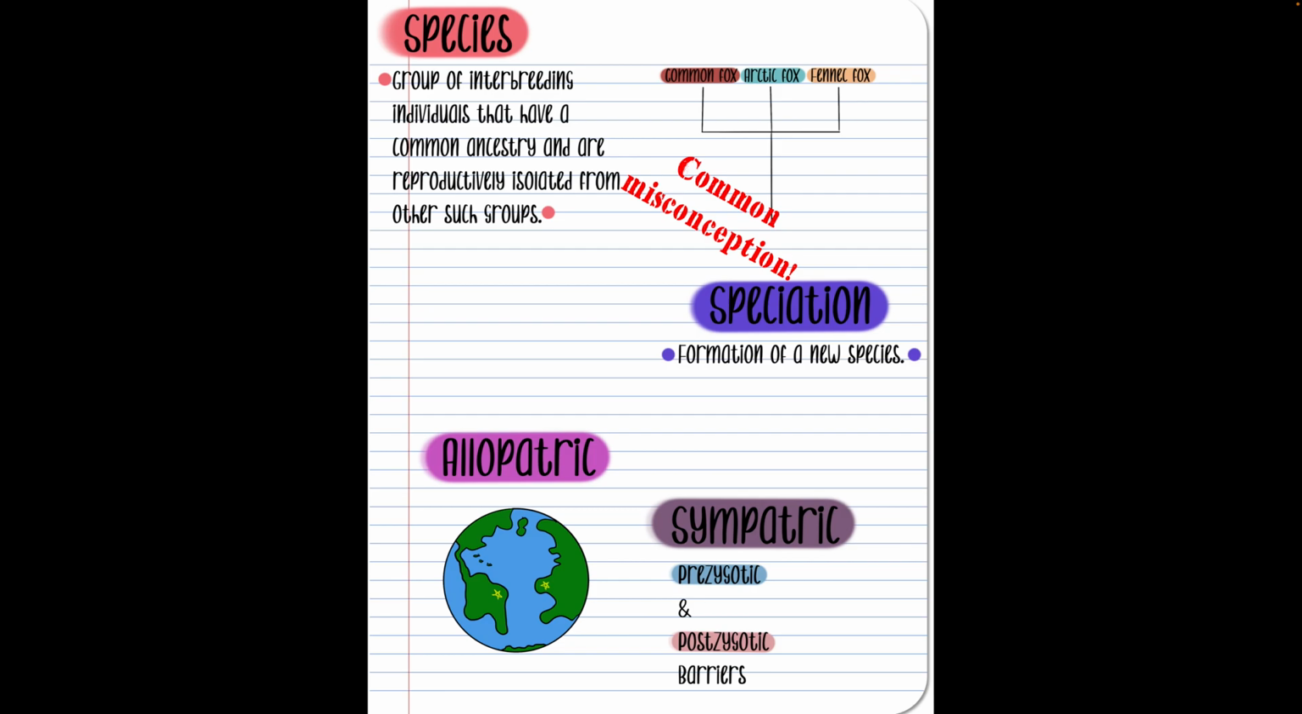There are two major forms of speciation. Allopatric speciation is when a population becomes geographically isolated from each other to the point where gene flow is restricted. Sympatric speciation happens in the same geographic location, but other barriers are put into place. Just a couple we will discuss is prezygotic and postzygotic barriers.